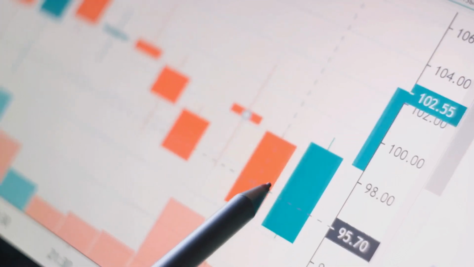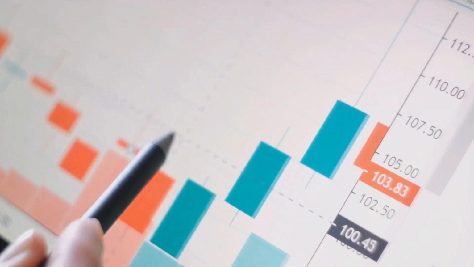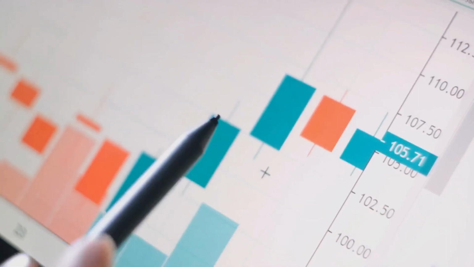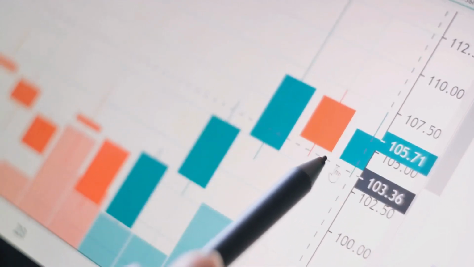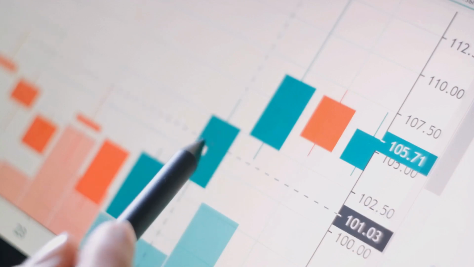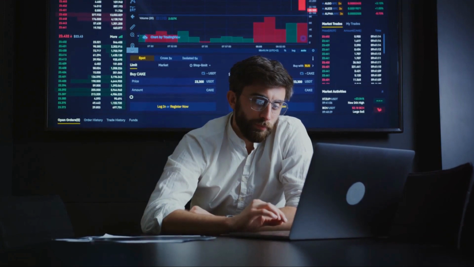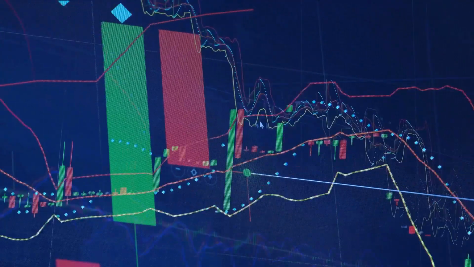And the analysis doesn't stop there. It also takes into account wider market conditions. This includes everything from the state of the economy to regulatory changes and even geopolitical events. All these factors have the potential to impact a company's performance and therefore the value of its stock.